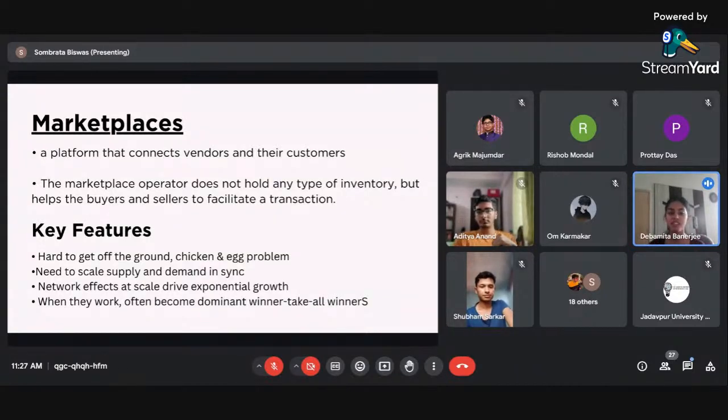Now why is having network effects super beneficial? Can anybody answer? And Shubham will not answer this. Based on this definition, can anybody tell me why network effects is great for a business?